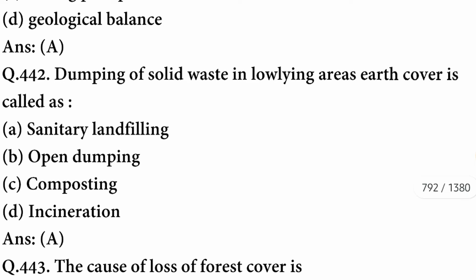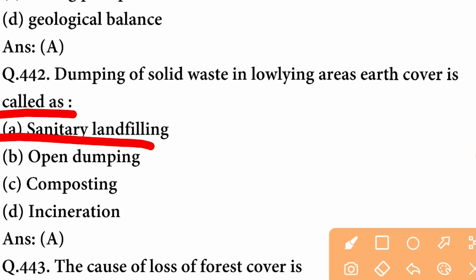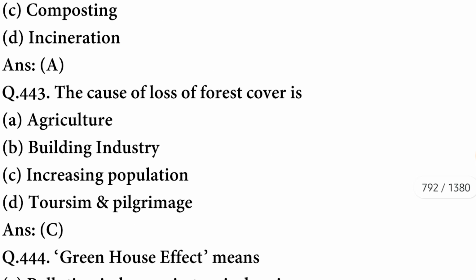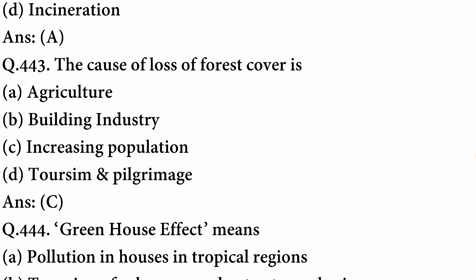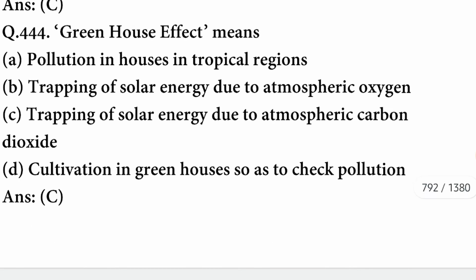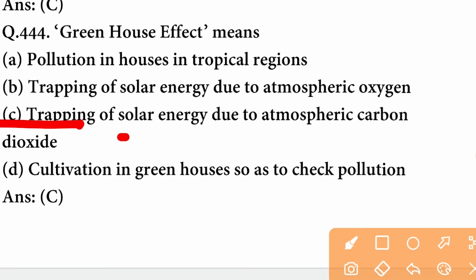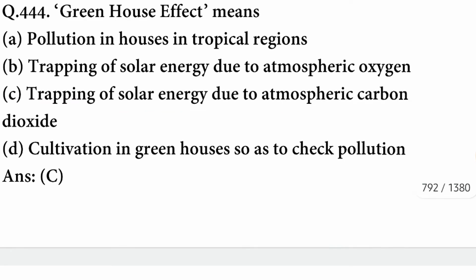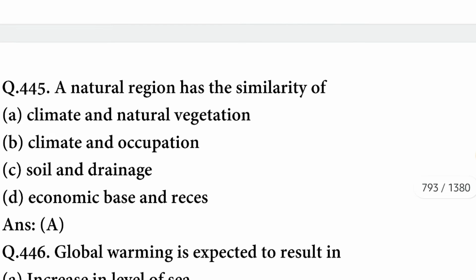Dumping of solid waste in lowlying areas earth of cover is called sanitary landfilling. The cause of loss of forest over is increasing population. Greenhouse effect means trapping of solar energy due to atmosphere carbon dioxide. C option is correct. A natural region has the similarity of climate and natural vegetation.